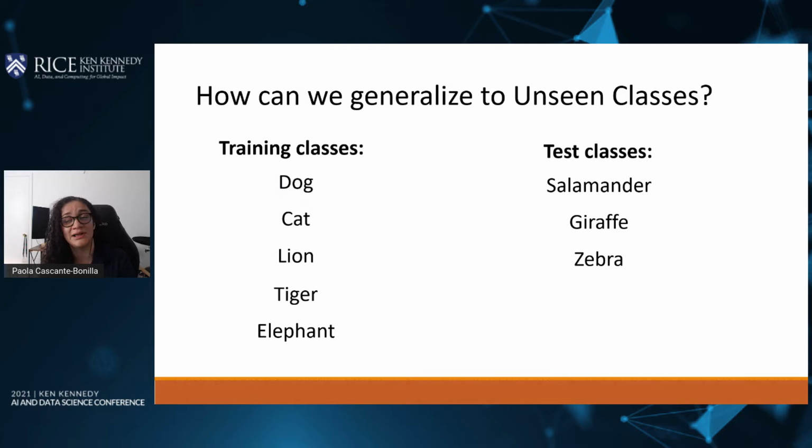How can we generalize to unseen classes? For example, if I have these 5 training classes, what if I want to test on salamanders, giraffes, zebras? Annotating data is expensive in real world scenarios. New images from previously unknown types may appear, and typically these models are unable to make a correct prediction because the systems are trained ignoring the existence of such classes.